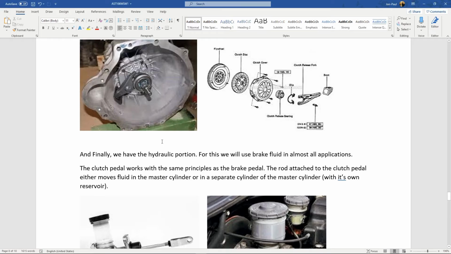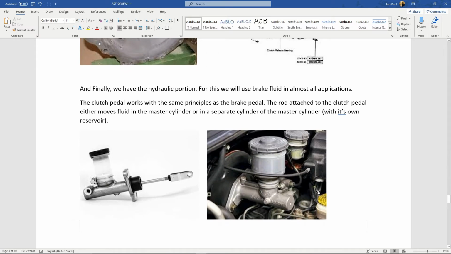Anyway, stop goofing off. Now, the hydraulic portion we spoke about earlier, you're going to have the master cylinder on top.